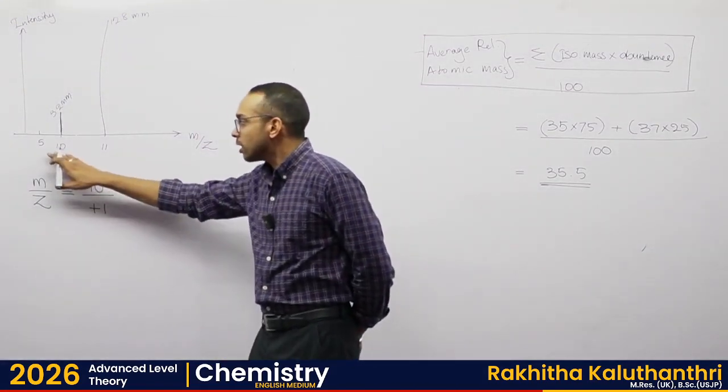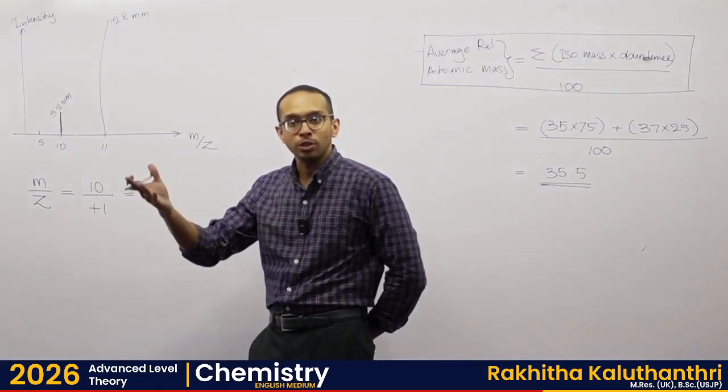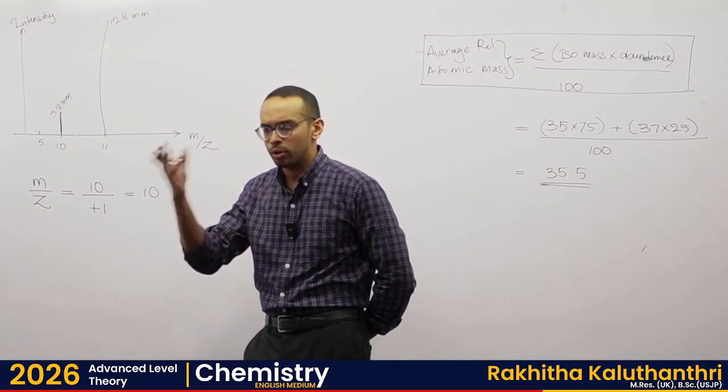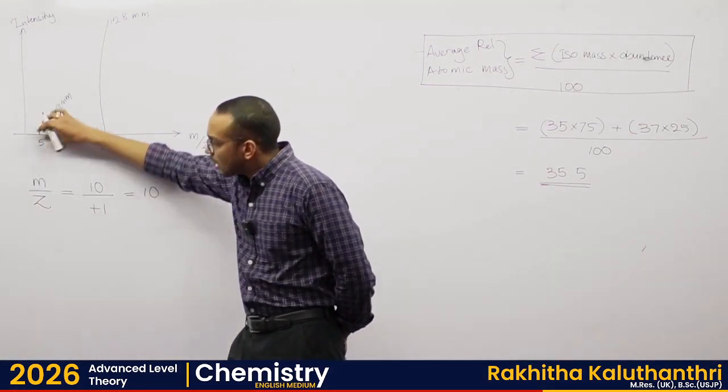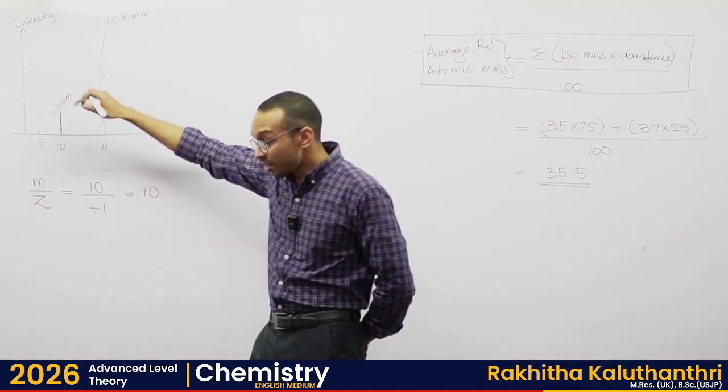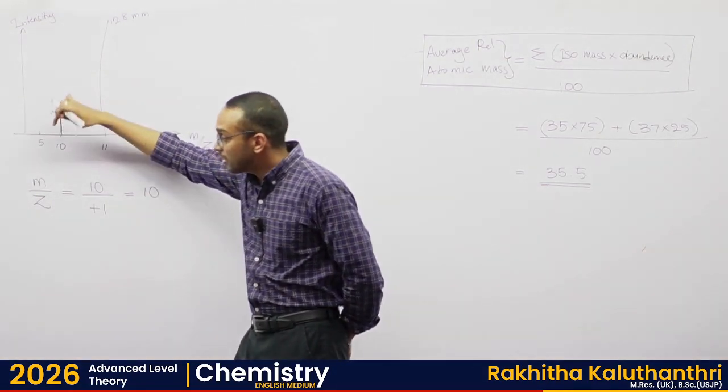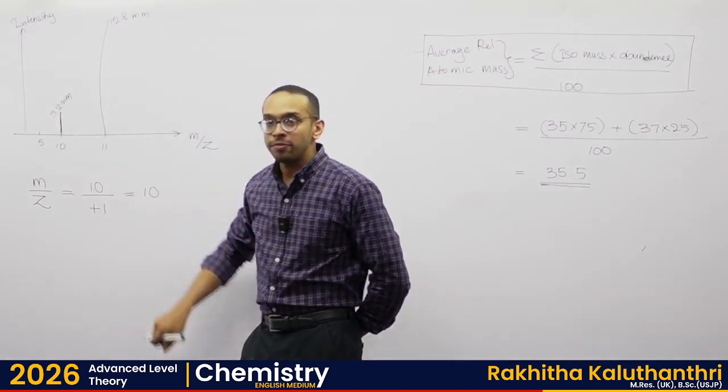Now they ask, okay, this is boron. Boron has only 2 isotopes. They say that also in the question. Okay, let's say boron has only 2 isotopes. No other isotopes are in the boron. But there is a tiny peak at 5. Why would we get a tiny peak at 5?